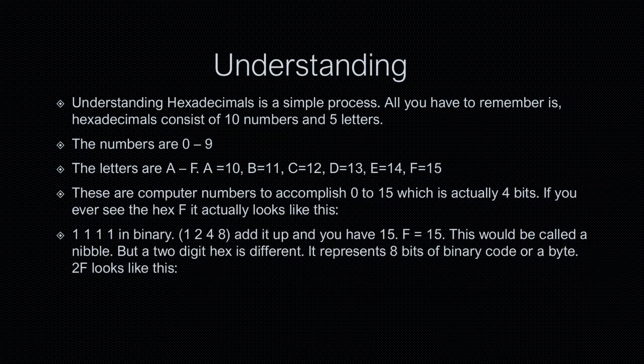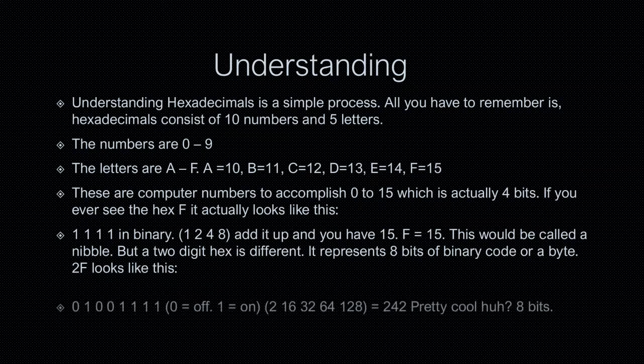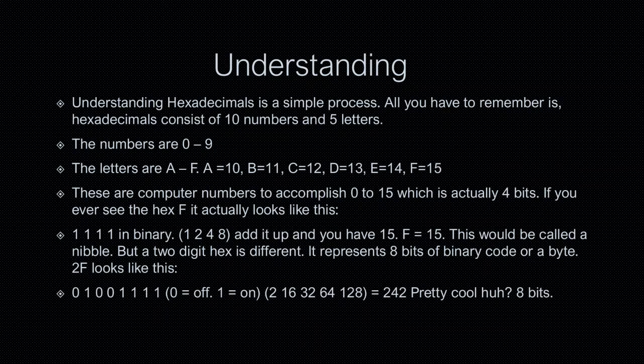But a 2-digit hex is different. It represents 8 bits of binary code, or a byte. 2F looks like this: 00101111. 0 is off, 1 is on. So what you have is the first 0 is off, so it doesn't equal anything. Next is 2.